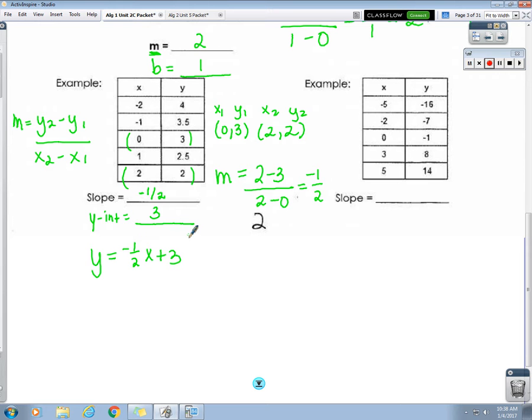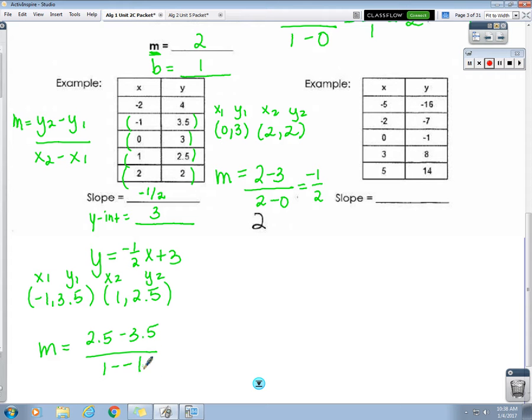Right. Now, do you think that I could have chosen to work with 2 other points and still gotten a slope of -1/2? Yes, you can. Let's say I chose to work with the points with the decimals this time: -1, 3.5, and 1, 2.5. Those are the 2 points we chose. This is your x1, y1, and your x2, y2. So in the formula, wouldn't that be 2.5 minus 3.5 over 1 minus -1, which becomes 1 plus 1? What's 2.5 minus 3.5? And what's 1 plus 1? Which is the same thing we got using the other 2 points.